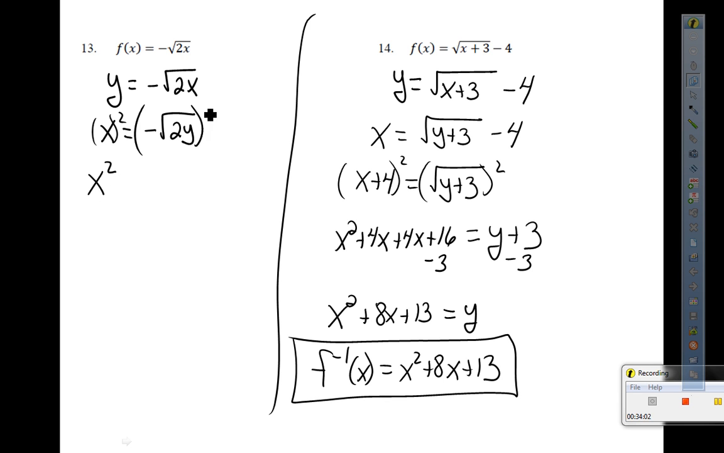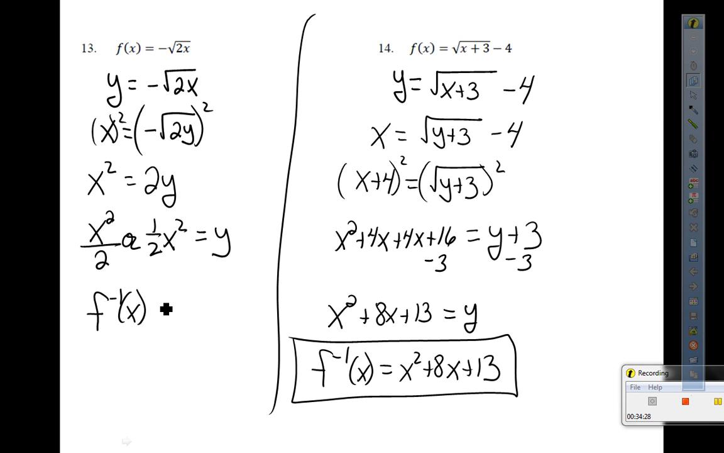When I square this side, a negative and a negative make a positive. The radical goes away, so I'm just going to have 2y. Divide both sides by 2. So I've got x squared over 2, or 1/2 x squared, whichever way you like best, equal y. Ending answer, f negative 1 of x is 1/2 x squared. So that's our lesson over square root functions.